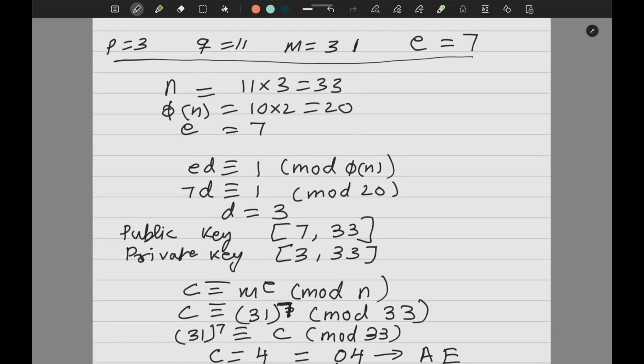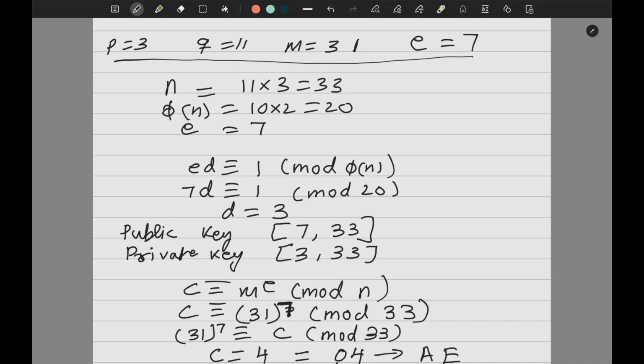Right? So what is the concept? They will give you P, Q and either they will give you E or they will give you D. Right? Using this, you will find out N. You will find out phi N. Then you will apply ED congruent 1 mod of phi N. Now if E is given, you find out D. If D is given, you will find out E. Then you will write down your public key, which is E comma N, and private key, which is D comma N.